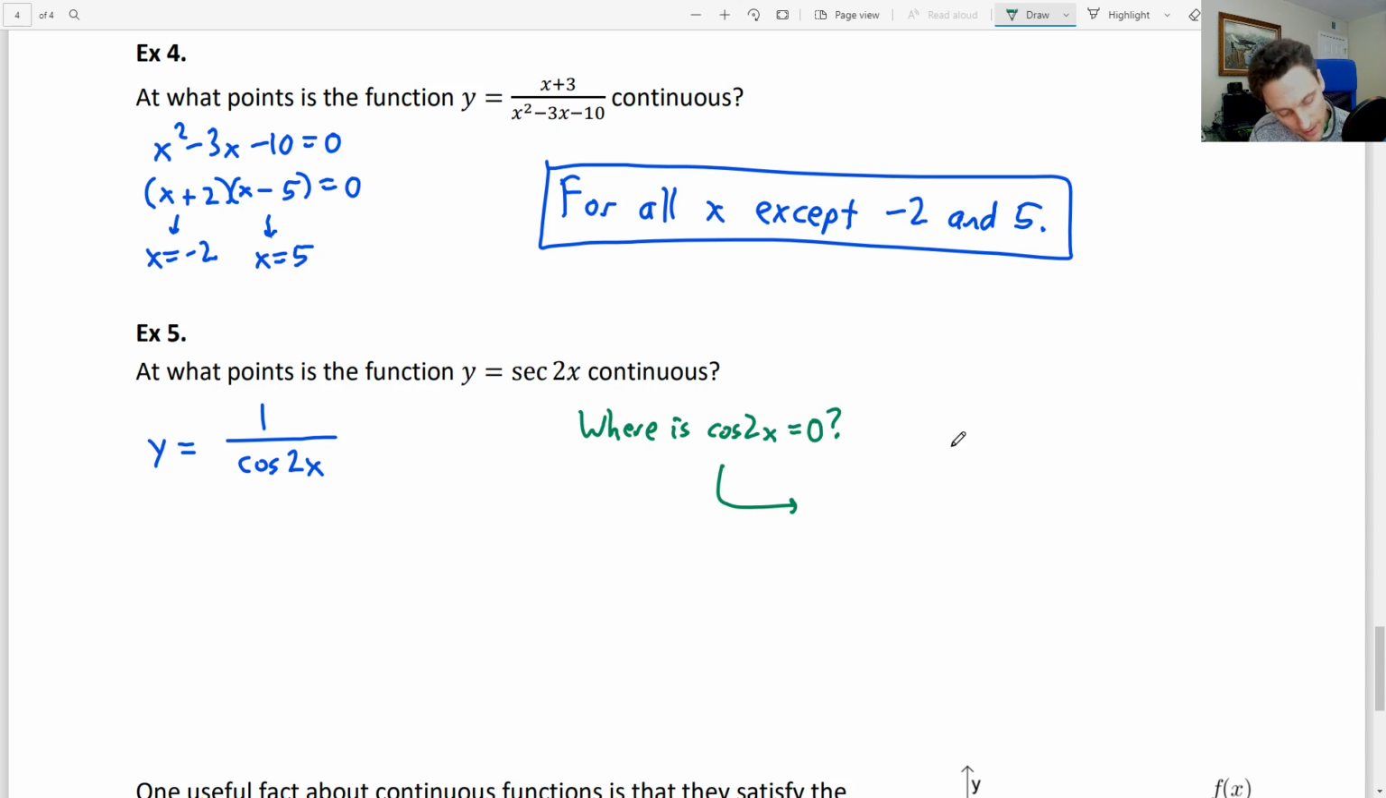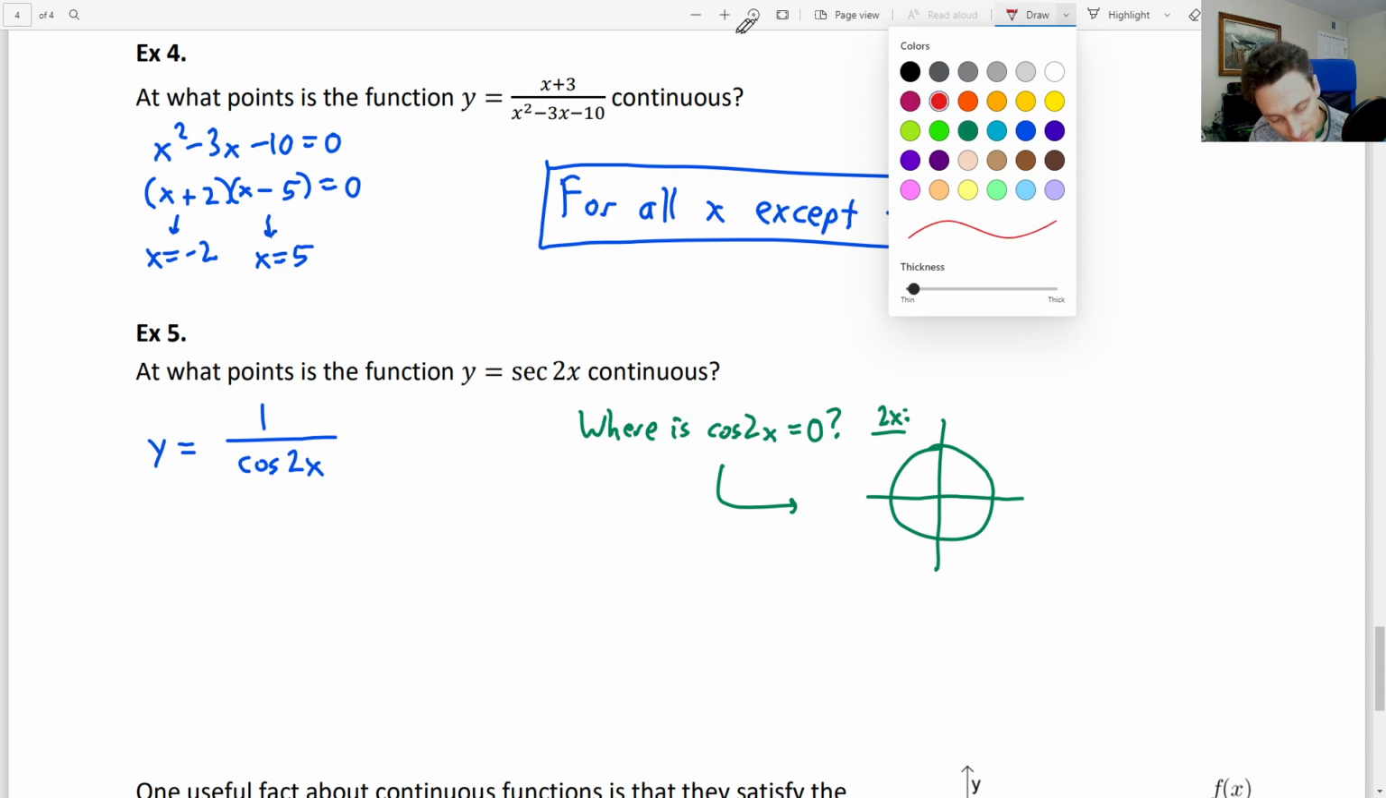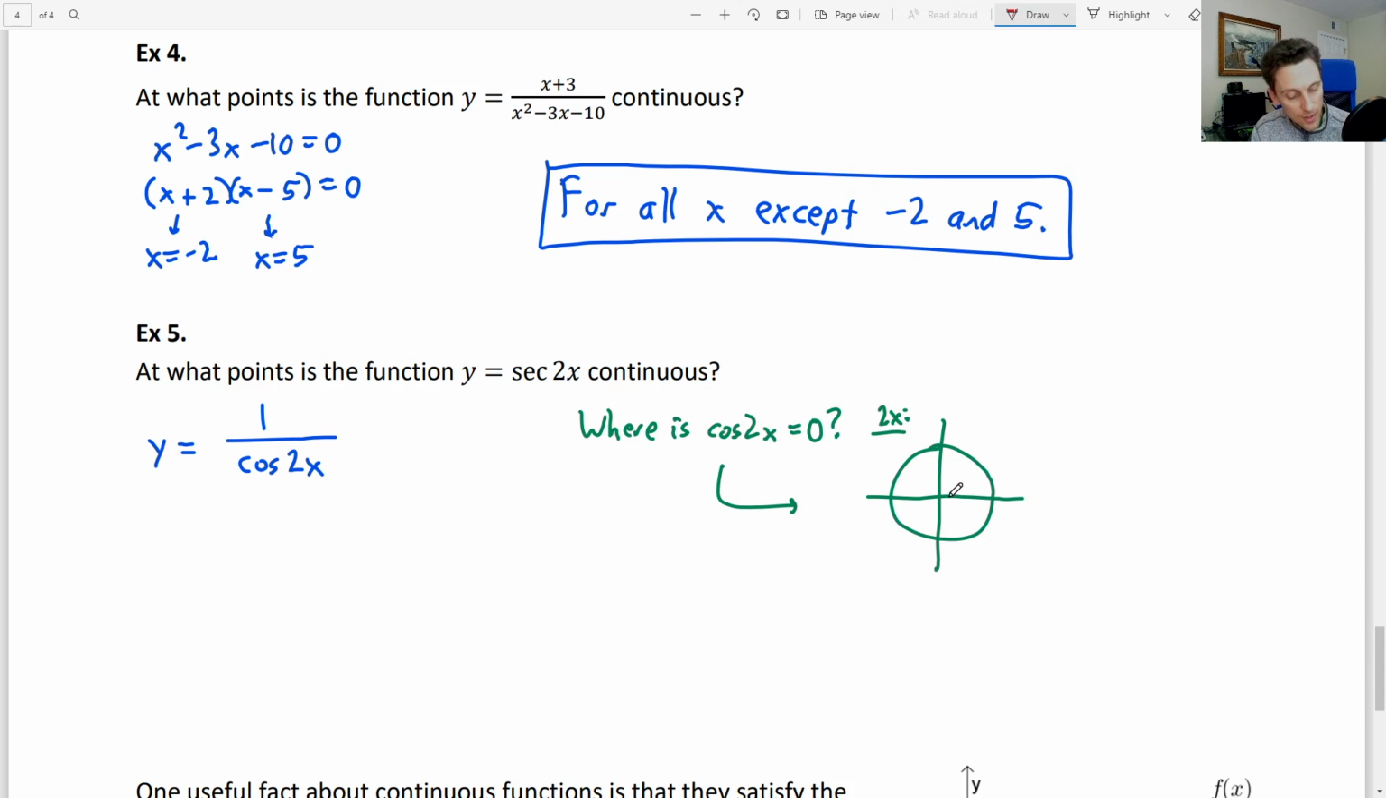Well, if we think about the unit circle, cosine is equal to 0. This is going to be a picture of what 2x would have to be in order for cosine to equal 0. Cosine, I'll write this in red. Cosine is 0 when the x value on the unit circle is 0. Not this x value, but the x value on the unit circle. So that's going to happen right here and right here. So at pi over 2 and 3 pi over 2.